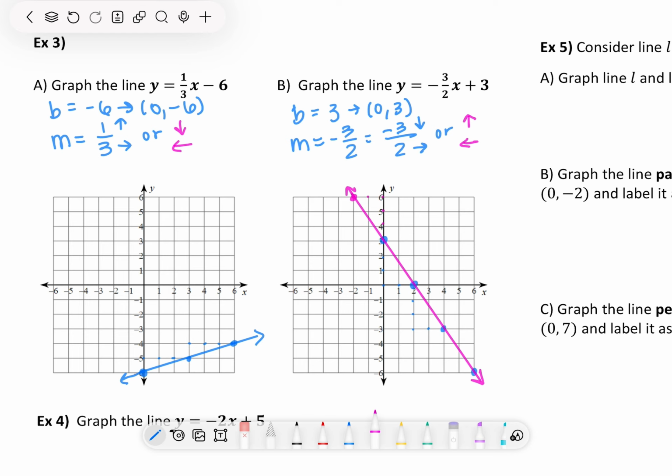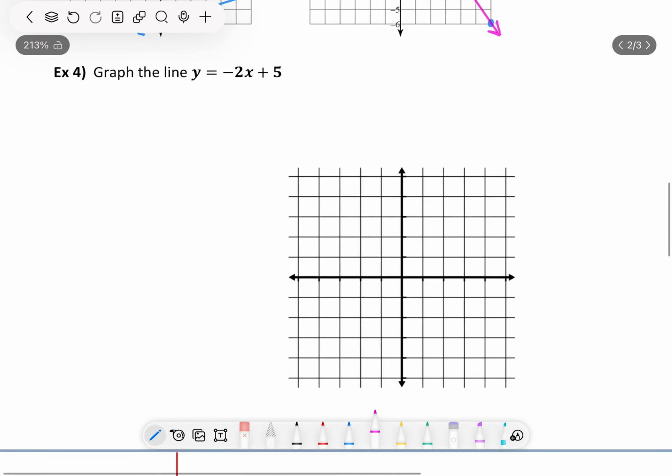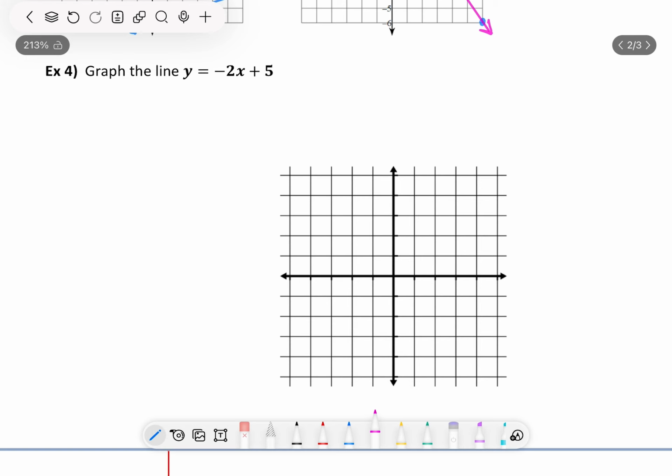And you are done. Okay, taking a look at example 4, it says graph the line y equals negative 2x plus 5. Perfect. So my y-intercept is going to be that positive 5 at the end there. Oh, that's b, excuse me. So begin on positive 5, aka the coordinate is (0, 5). My slope is going to be negative 2.